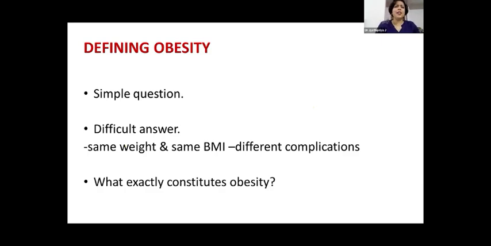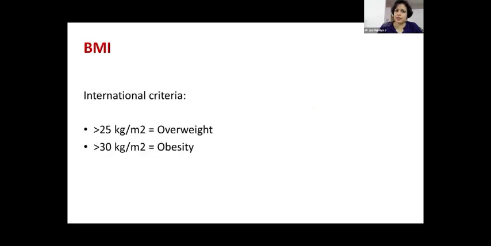Now, coming to defining obesity. It's a simple question, but it's a difficult answer. See, same weight, same BMI, different complications we can encounter. So what exactly constitutes obesity? Is it BMI, which is the cutoff?